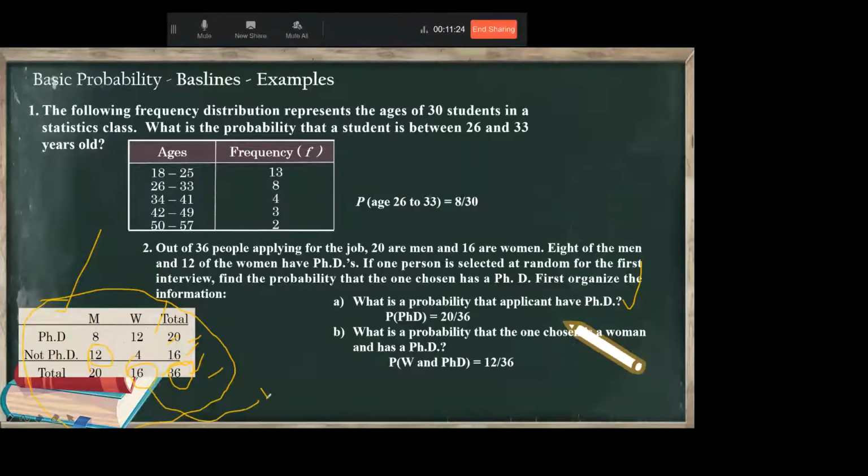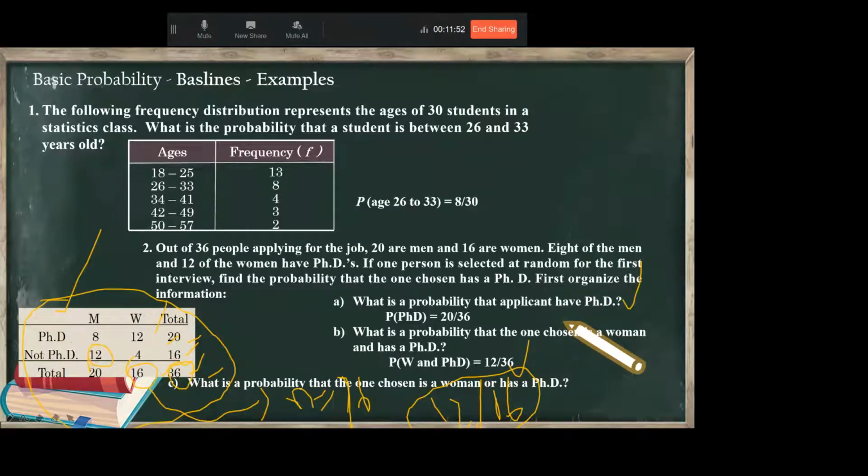Now my n changed. So now the n is 16 instead of 36. So what is the probability that the woman I selected for the job has a PhD? It will be 12 by 16, meaning there is a really high possibility that the woman I select has a PhD degree, and so on. So do you understand this?